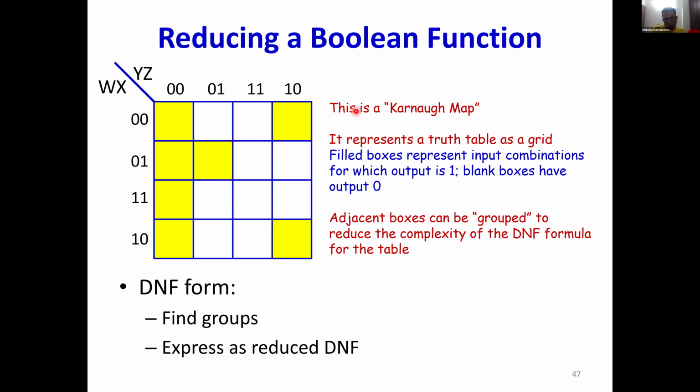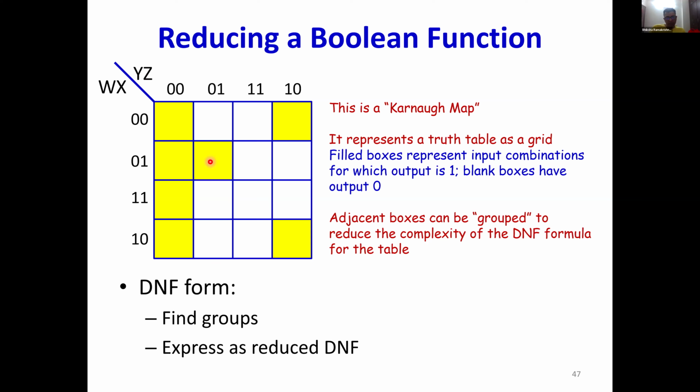So a Karnaugh map is a topological way of representing inputs. Here, for example, I have an input of 4 bits. I'm grouping them into 2 sets of 2. So I have W, X, Y, and Z as my 4 inputs. These represent all combinations of W and X. These represent all combinations of Y and Z. So any given cell over here is going to represent a specific combination of all 4 bits.